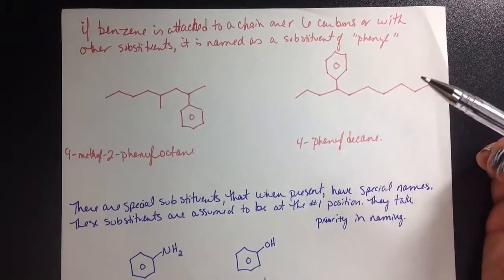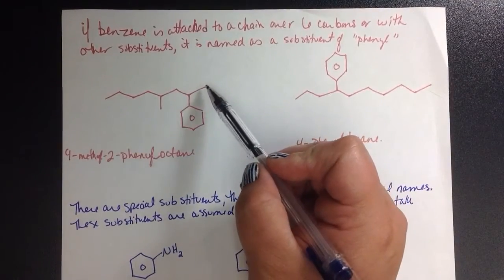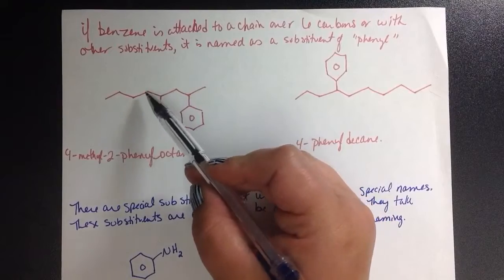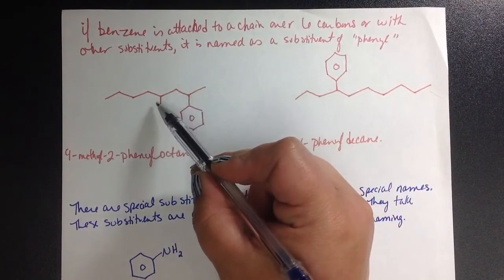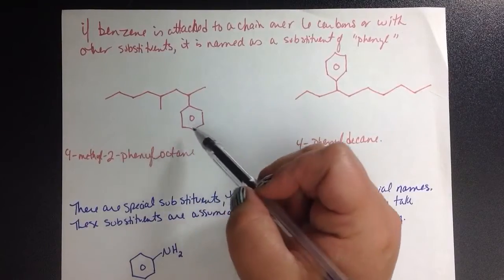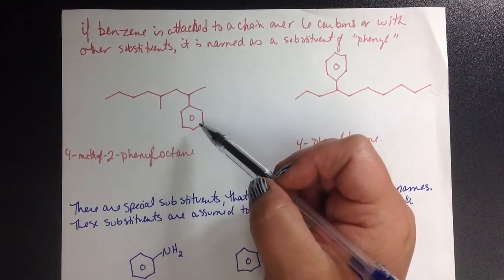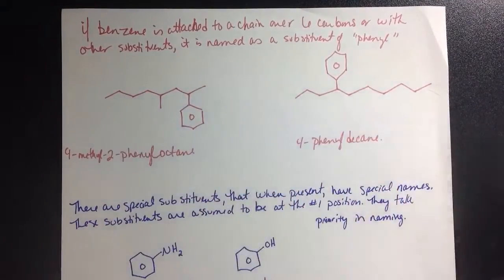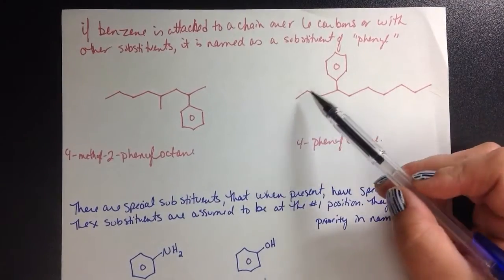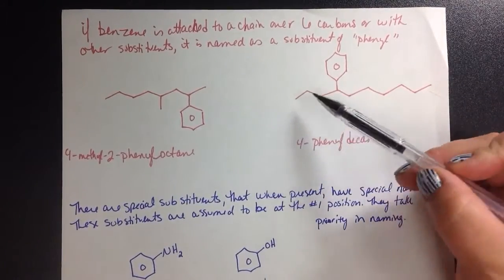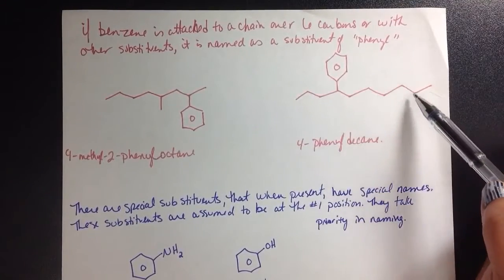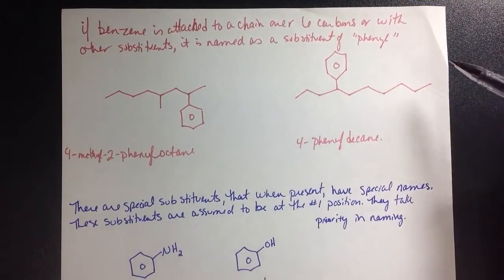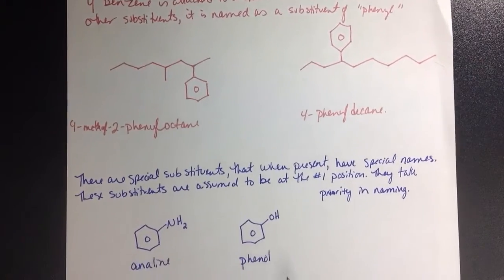It is. So we're going to start numbering here. 1, 2, 3, 4, 5, 6, 7, 8. So it's going to be 4-methyl-2-phenyloctane. This would be 4-phenyldecane. Let's count carbons, make sure I'm right here. 1, 2, 3, 4, 5, 6, 7, 8, 9, 10. There we go. Notice I had to erase one. I went a little crazy before I started naming it.